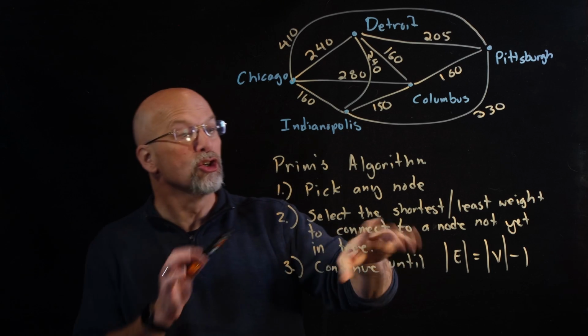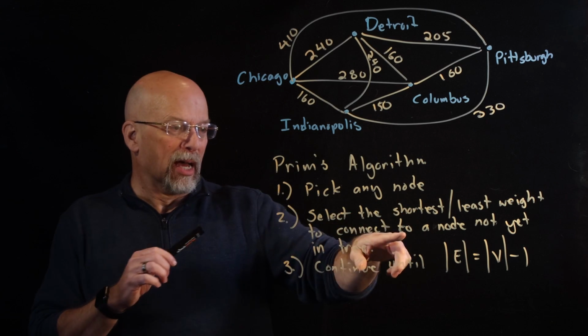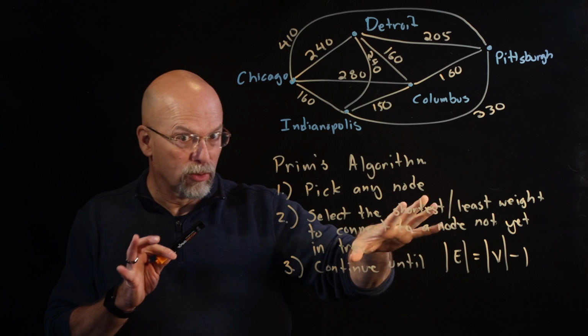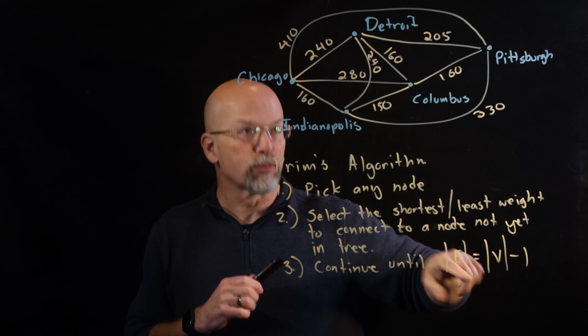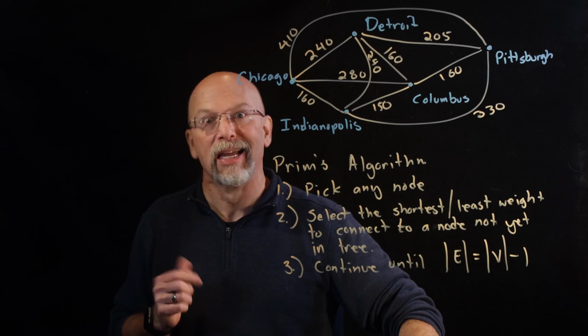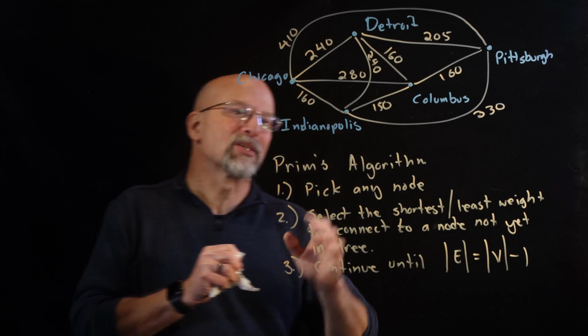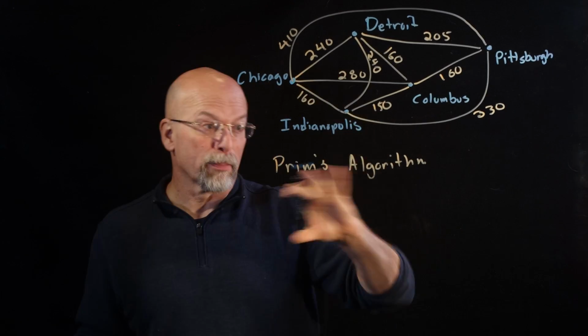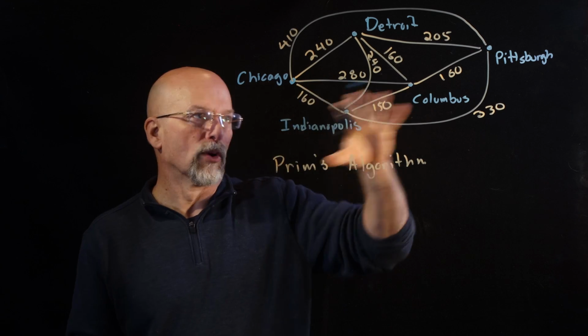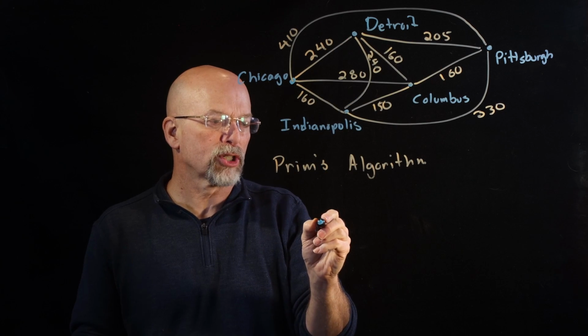And as long as we do not add a cycle, and as long as we don't connect to a node that's already in the tree, we're not going to add a cycle. We should be good until we hit this point when we should have a connected tree, a spanning tree. And at this point, we should have a minimum spanning tree. Let's apply Prim's algorithm to our graph up here. Let's start with Chicago.